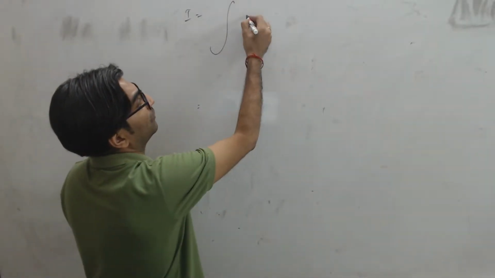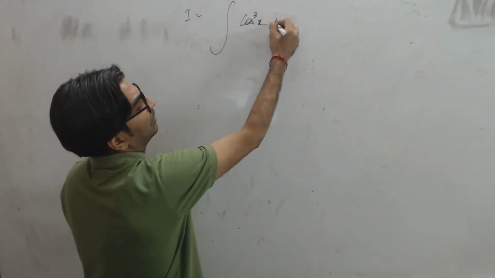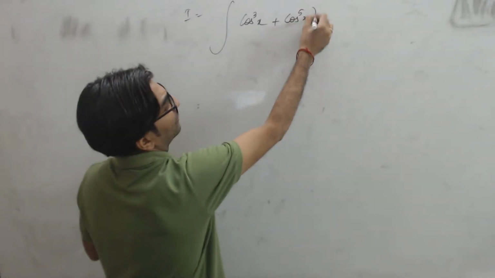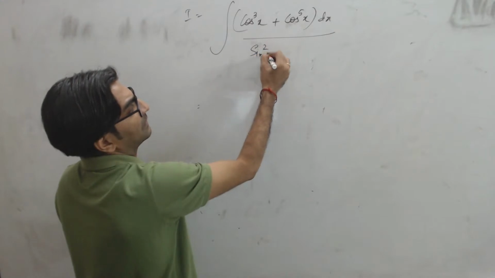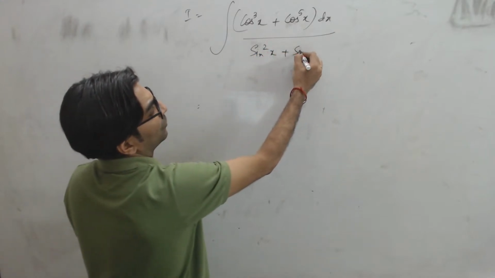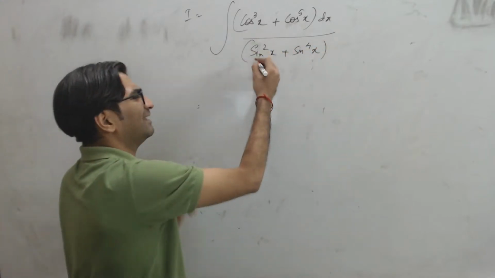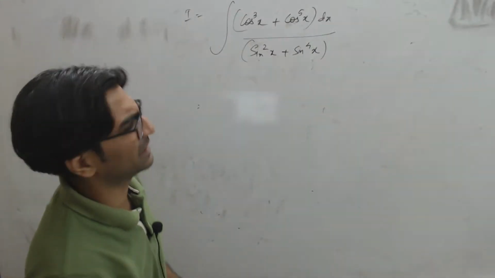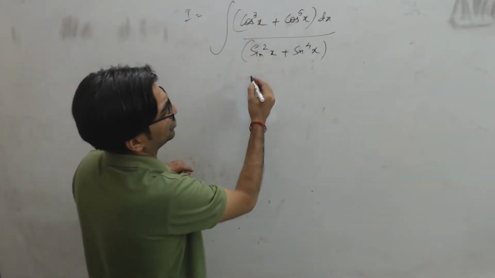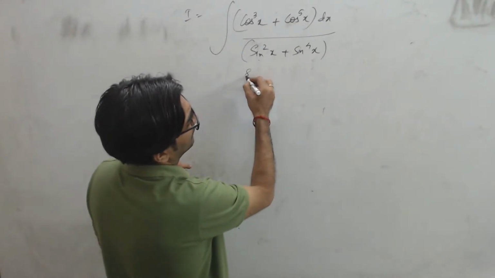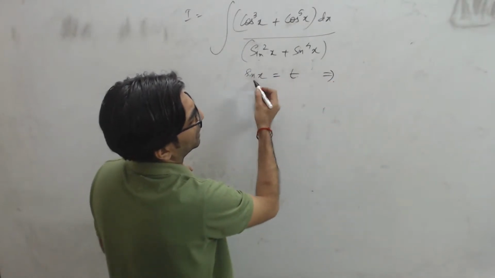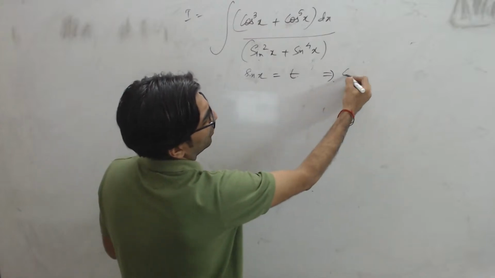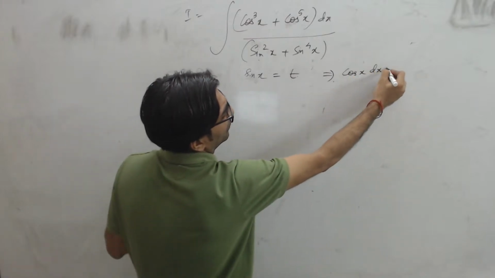I have integral of cos cube plus cos power 5 divided by sine square plus sine power 4. The substitution here is very, very easy. I can see that I should ideally be putting sin x as t. Then on differentiating this, the differential of sin x is cos x, so cos x dx will be equal to dt.